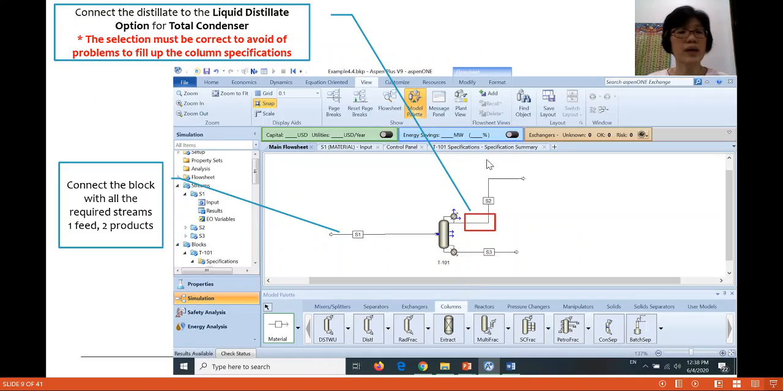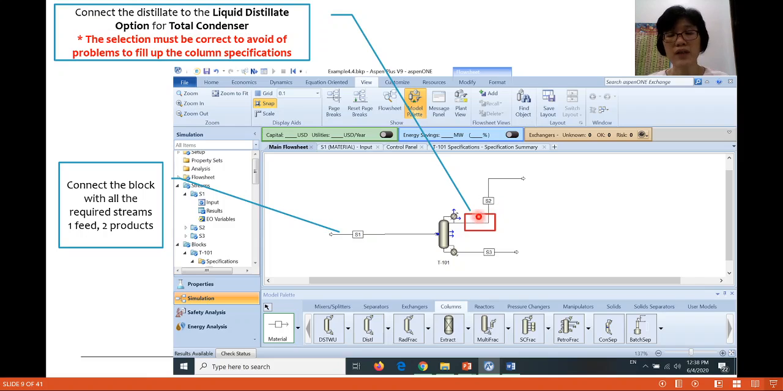One point here I would like to draw your attention to is your distillate. Okay, so in the question it is given that it's a total condenser. If it's a total condenser, that means your distillate is actually in liquid phase. So when you want to connect your distillate stream, you have to bear this in mind. You have to put it after the condenser. There's an option for you, after condenser. Then you have to connect the stream here, to indicate that this is a liquid distillate.